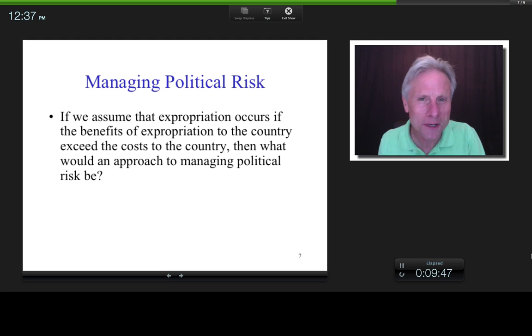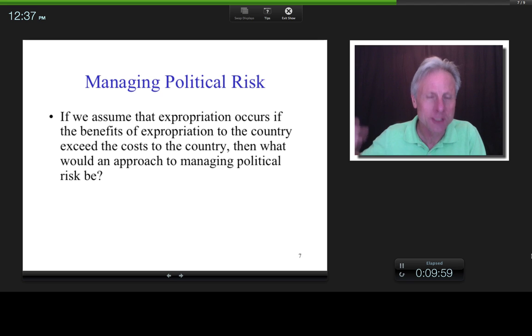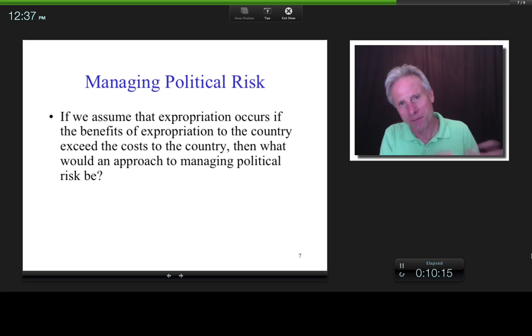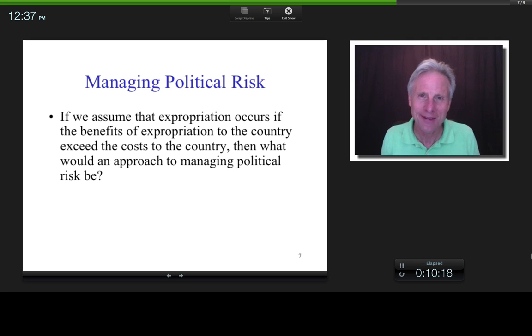Well, in principle, and we'll discuss these actions in a minute, would Coke want to do whatever it took to keep the benefits of expropriation low? In other words, we'll go back to the Venezuela example. So the minister shows up to the oil refinery or whatever, and if the oil refinery has put mechanisms in place that do not make it very beneficial for Venezuela just to confiscate their oil refinery, would that be a good thing? Would that make things less politically risky or more politically risky for the oil refinery?